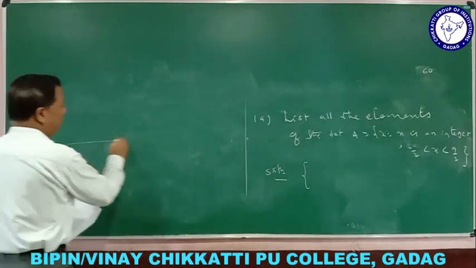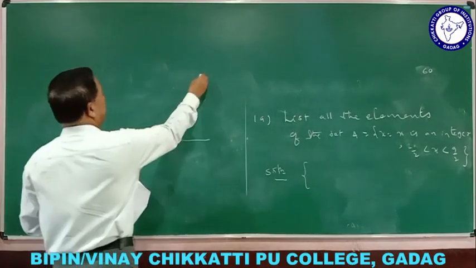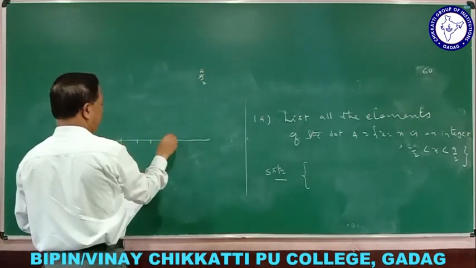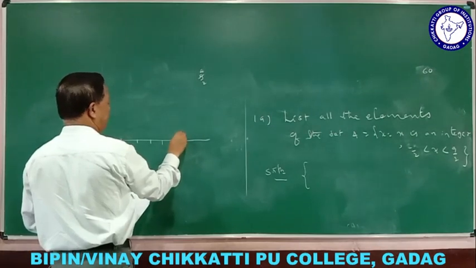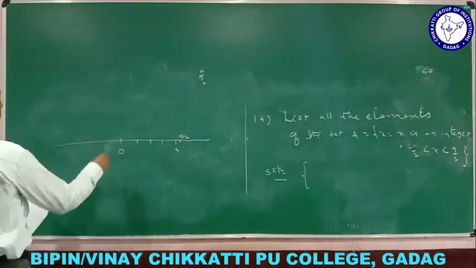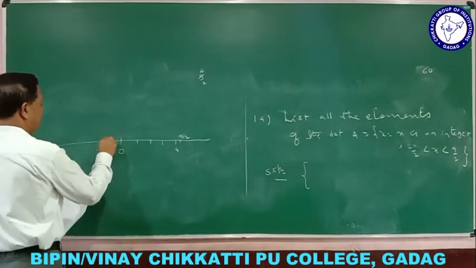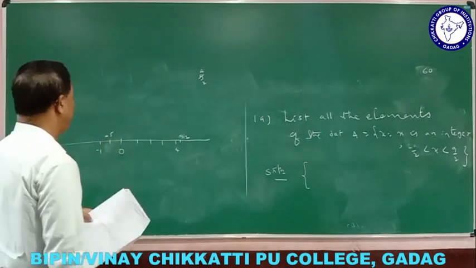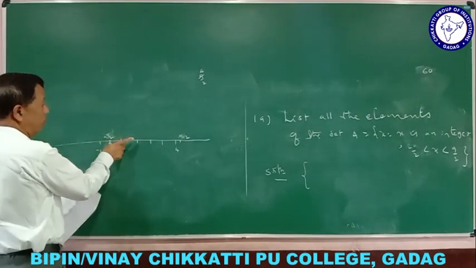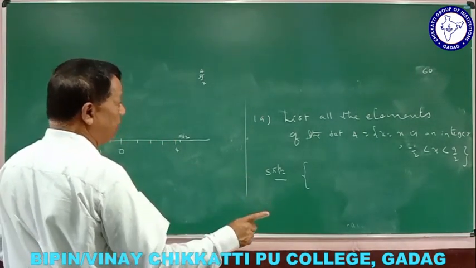Generally, 0, and 9 by 2 means 2 fours are 8, so 4.5. You see this 1, 2, 3, 4. Here, somewhere here, is 9 by 2, 4.5. And on the other side, here is minus 1 upon 2, that is minus 0.5. So this is nothing but minus 1 upon 2. You have to look at the range in between minus 1 upon 2 and 9 by 2. Minus 1 upon 2 is not included, and 9 by 2 is included.